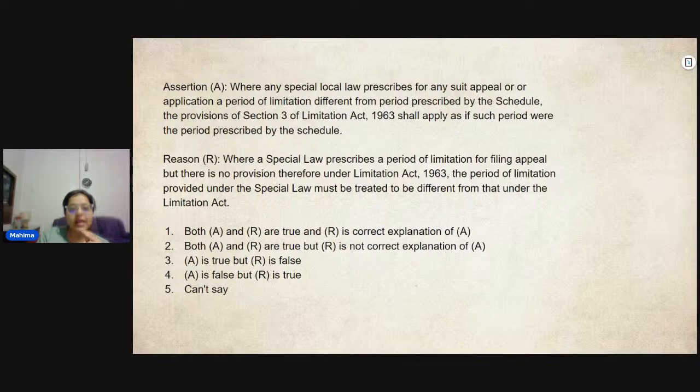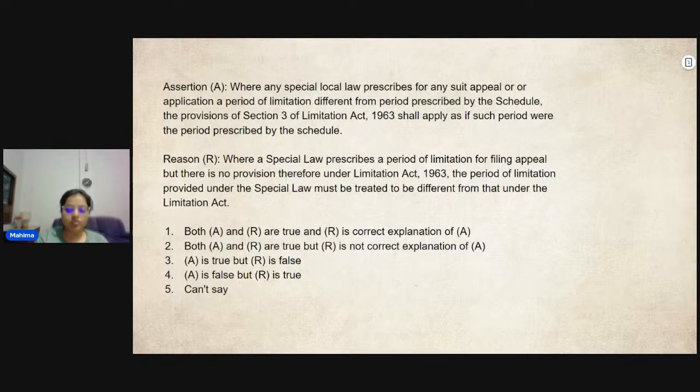Where any special local law prescribes for any suit, appeal, or application a period of limitation different from the period prescribed by the schedule, the provisions of section 3 shall apply as if such period were the prescribed period by the schedule. The reason is: where a special law prescribes a period of limitation for filing an appeal, but there is no provision under the Limitation Act, the period provided under the special law must be treated to be different from that under the Limitation Act.